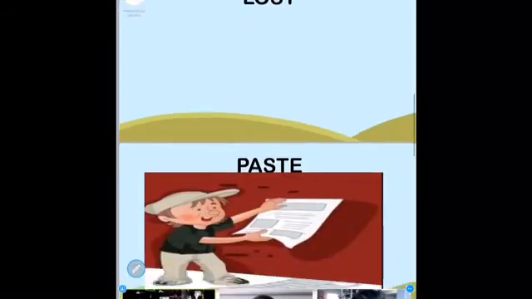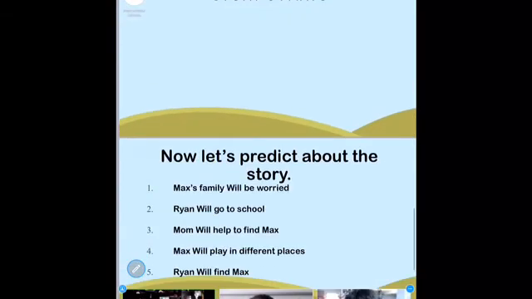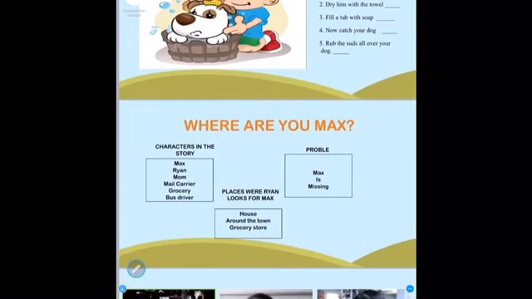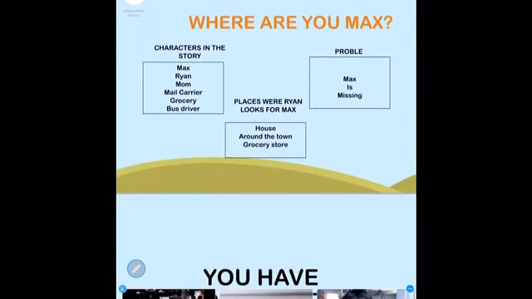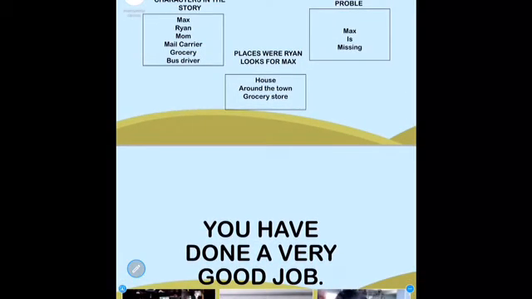Let's continue, okay? So we finish ordering the sentences. Now, this is the sequence of the story. Characters in the story: Max, Brian, Mom, the mail carrier, the grocer, and the bus driver. Places where Ryan looks for Max: house, around the town, and in the grocery store. What was the main problem? Max is missing. Now you have done a very good job.